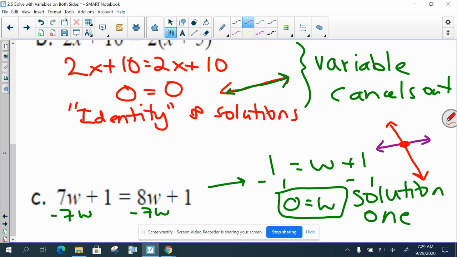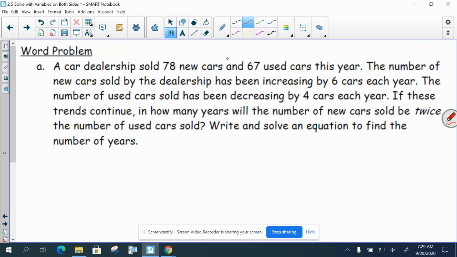Okay, and then we have a word problem. So let's try this word problem here. Car dealership sold 78 new cars and 67 used cars this year. The number of new cars sold by the dealership has been increasing by 6 cars each year. So number of new cars, okay? And then they originally sold 78 new cars. The number of used cars sold has been decreasing, so decreasing for the used cars by 4 cars each year. If these trends continue, how many years will the number of new cars sold be twice the number of used cars sold?